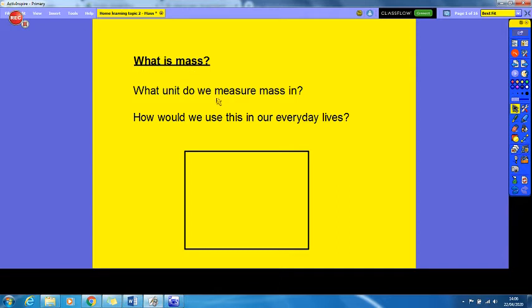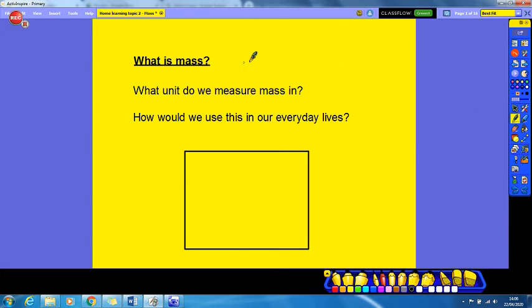What unit do we measure mass in? Usually we would measure mass in either grams or kilograms. Remember that there are 1,000 grams in 1 kilogram. It's very important to know.